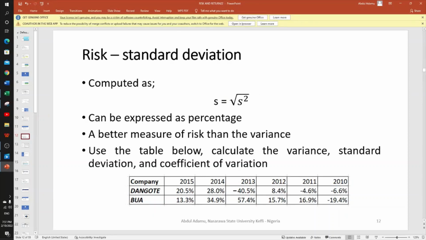It can be expressed as percent, like I said earlier, and it is also a better measure of risk than the variance. So let's take an example of our Dangote and BOA stock for Musa and Salome, and see what the variance and the standard deviation are.